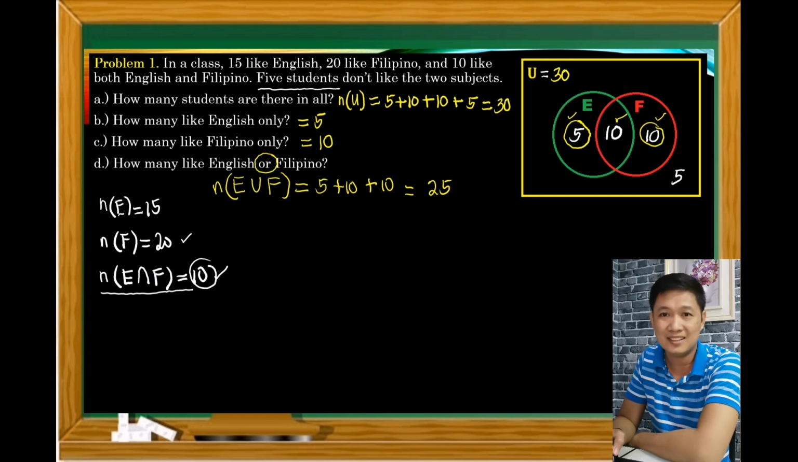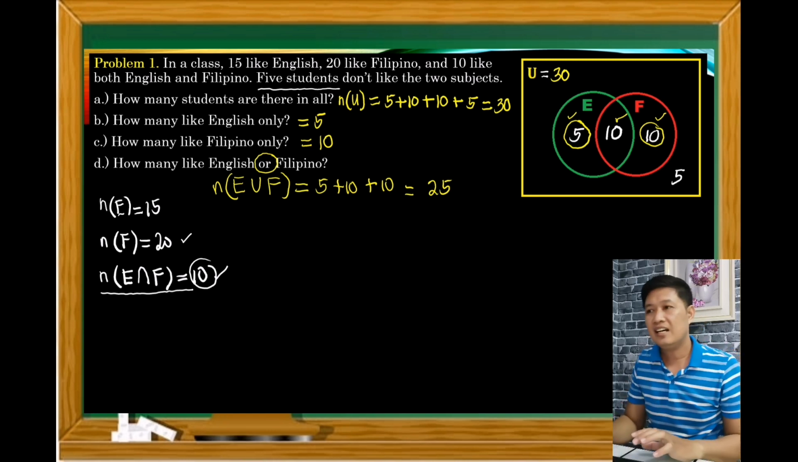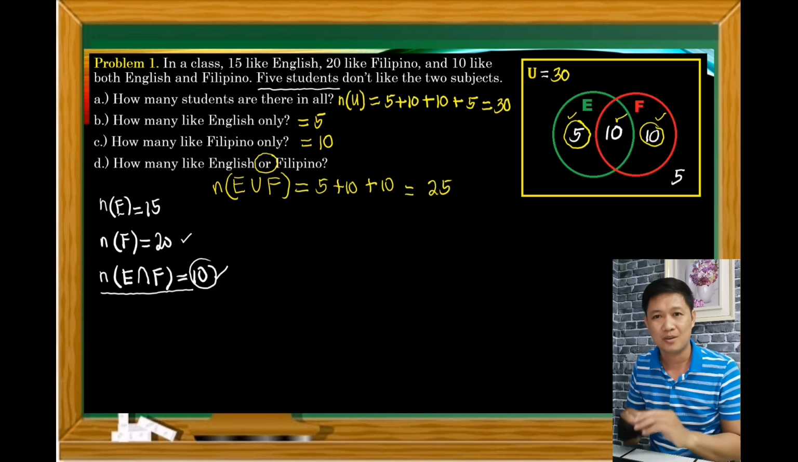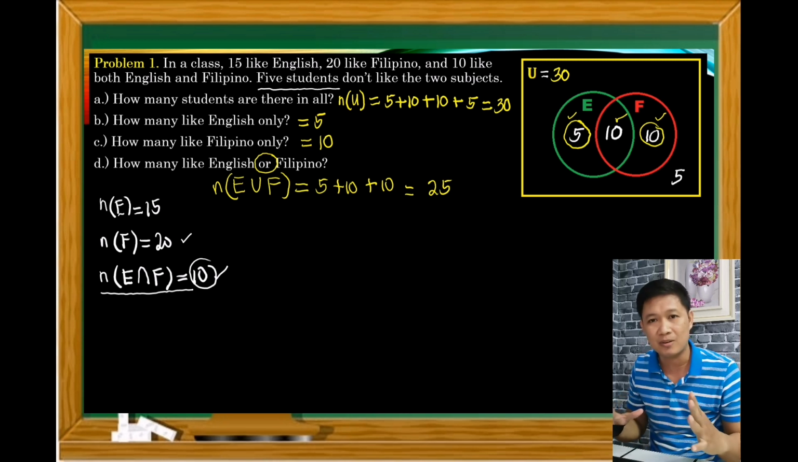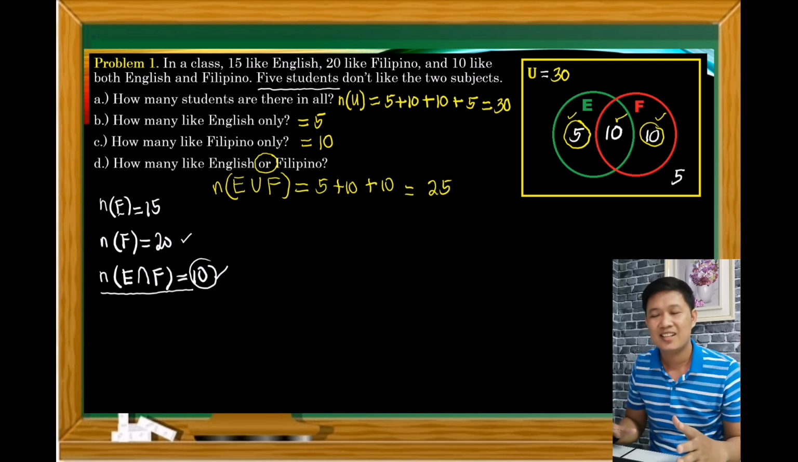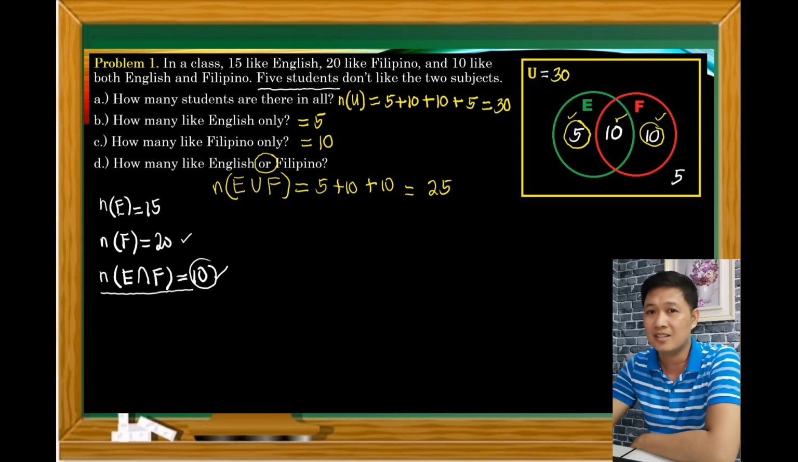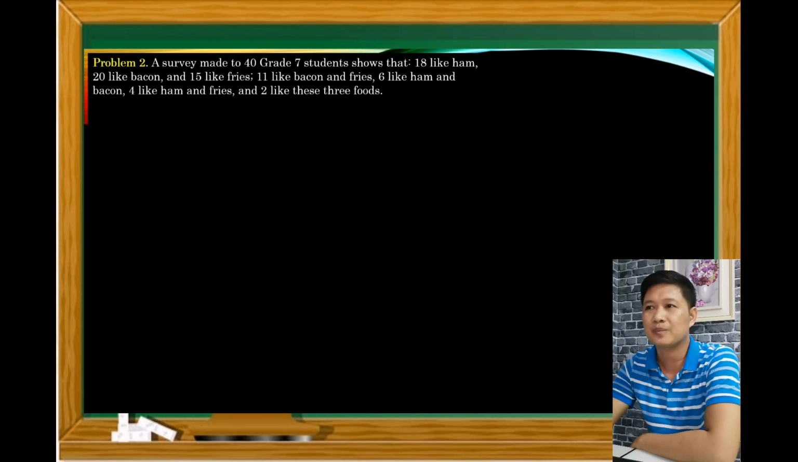Okay? Malinaw ba? Again, kailangan pag mag-solve tayo niyan, lagi tayo mag-uumpisa sa pinakagitna. Intersection. Okay? Bago tayo lumabas ng paunti-unti. Okay? So, let's proceed to the next example para mas mapalalim pa ang ating pangunawa at pagkatuto about sa problem solving on sets. Alright. So, let's have problem number 2.